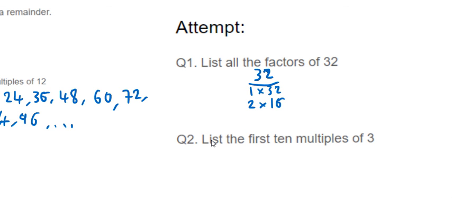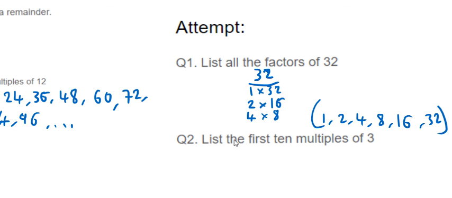Then try 3. 3 won't divide into 32, so we have to leave it out. We try 4 next, so 4 multiplied by 8 is 32. Then try 5. 5 won't divide in. Try 6. 6 won't divide in. Try 7. 7 won't divide in. Then 8 is our next one, but 8 is already in the list, so you know that you have all of the factors of 32. So 1, 2, 4, 8, 16, and 32. Those are all of the factors of 32.